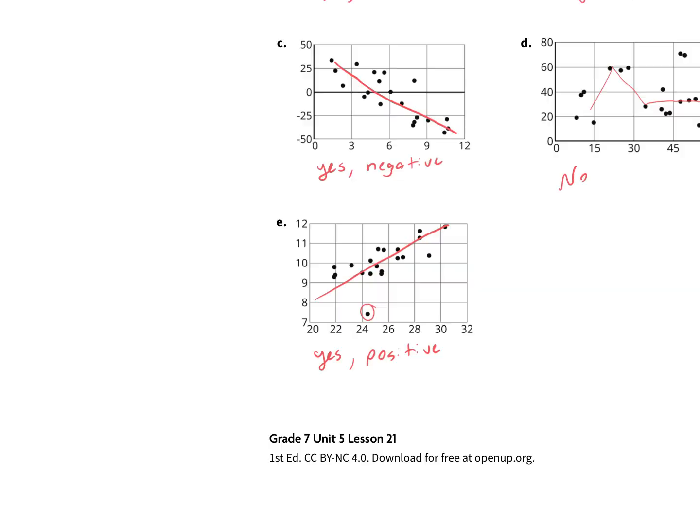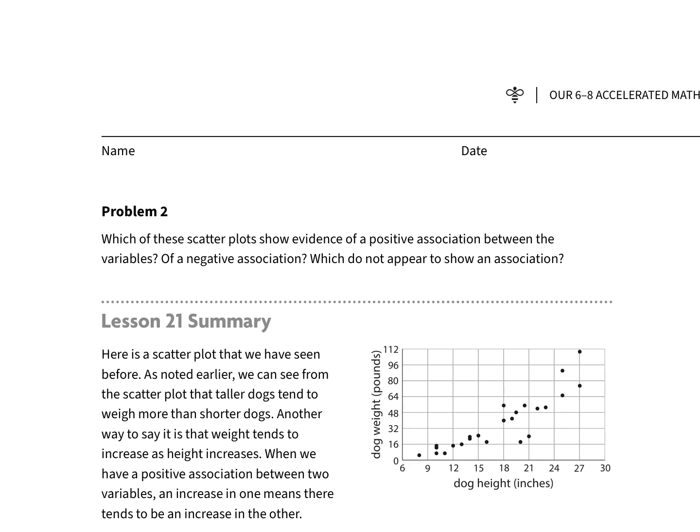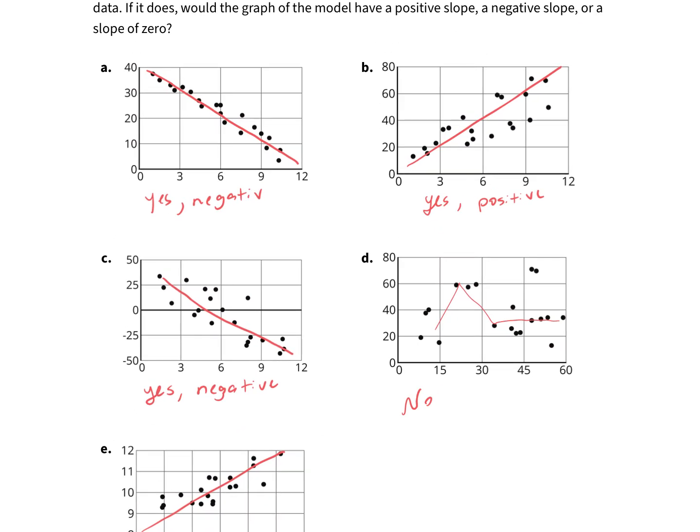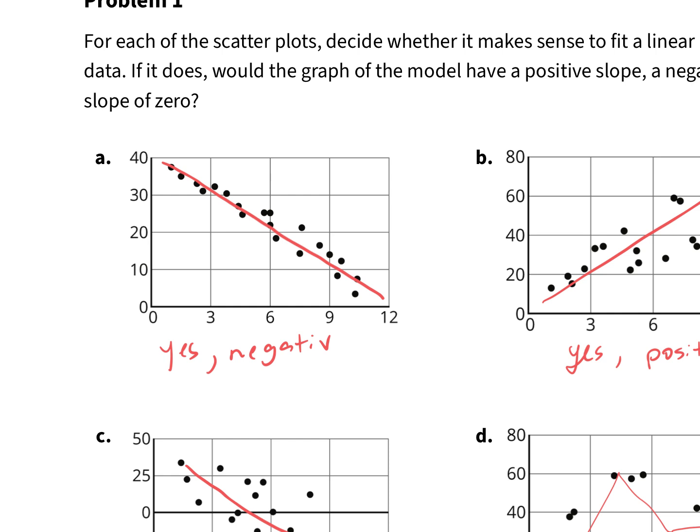All right, let's look at question 2. Last question. Question 2 says, which of these scatter plots show evidence of a positive association between the variables, which ones appear to have a negative association, and which one appears to have no association? So for this, we would just use that idea of a linear model versus not. This first one is going to be a negative association. Just like our slope is negative, the association is negative. They are connected to one another.